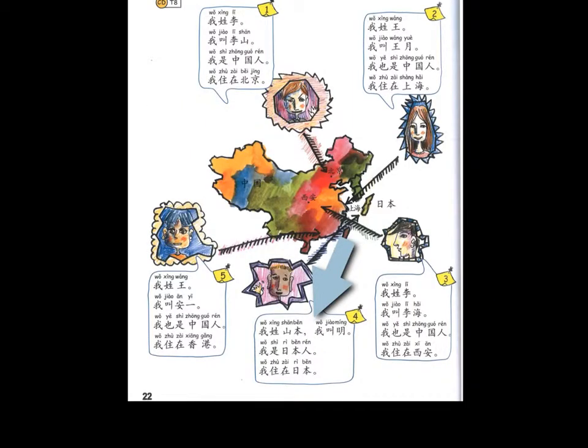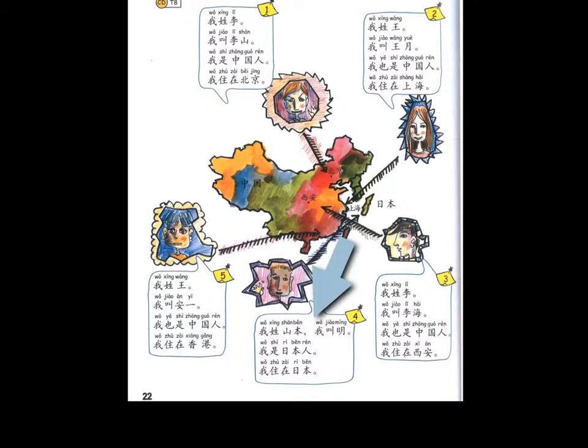Okay, now this person says, 我姓山本，我叫明. So the guy said, my last name is Shanben, and his name is Ming. Now, he is actually a different nationality. Can you guess what he is? 我是日本人. 日本 is Japan, so he is Japanese. 我住在日本. He lives in Japan.